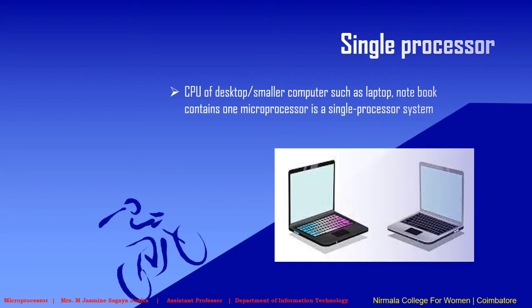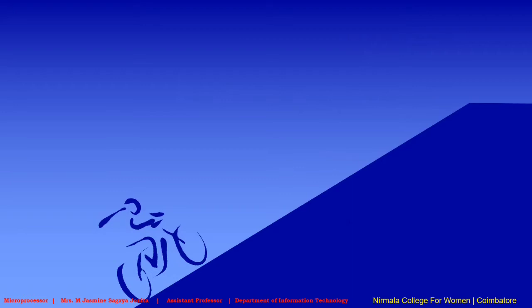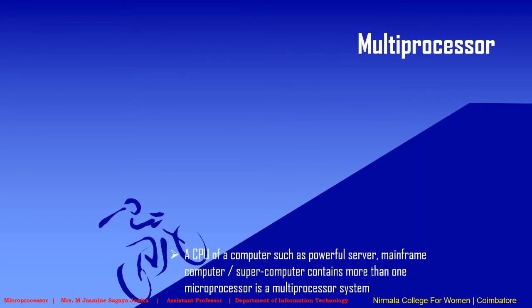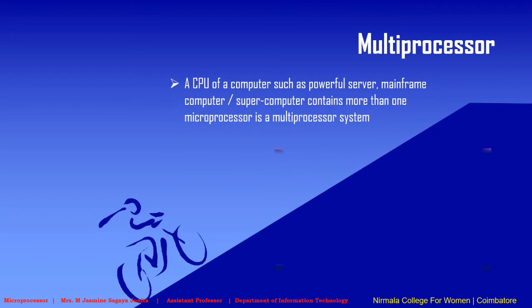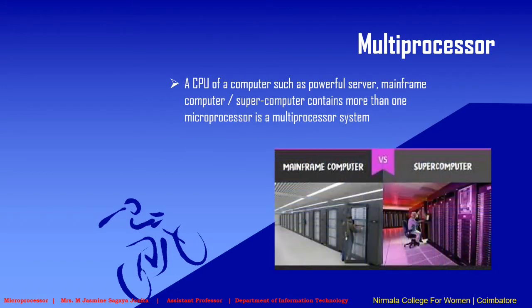The next is multiprocessor. A multiprocessor is a system which consists of more than one processor in it. A CPU has many processors along with it. A CPU of a powerful server or a mainframe computer or a supercomputer is a good example.